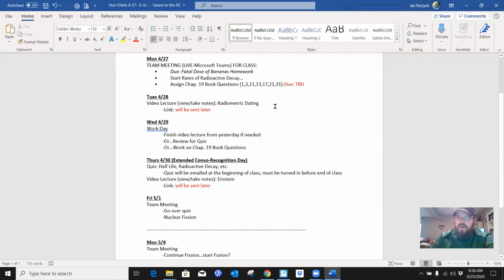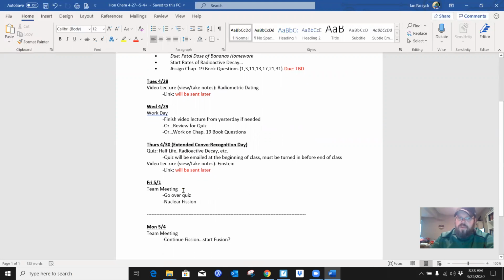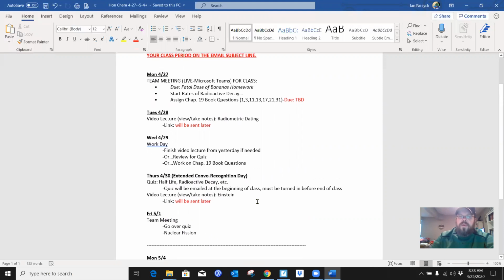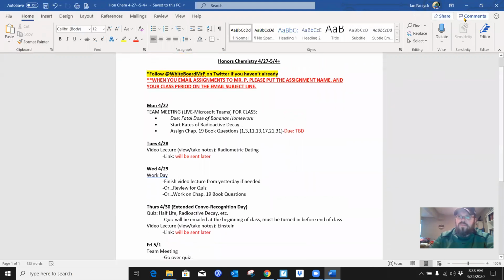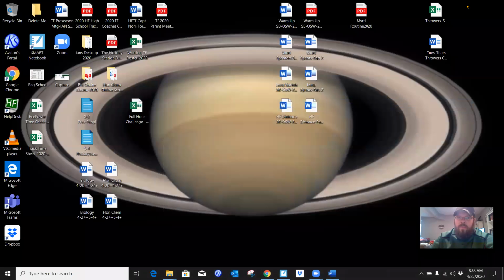And today I'll have the cutoff point for the quiz in the lecture that we get through. And then we'll have another lecture that I'll get to you ultimately for Thursday. And then we'll meet as a team on Friday live and go over this quiz and talk more about nuclear fission and get into fission/fusion at the tail end of this week and beginning of next week. So that's sort of the plan. You guys saw this. We're kind of starting that plan. Obviously, it's Tuesday, and we'll get going.